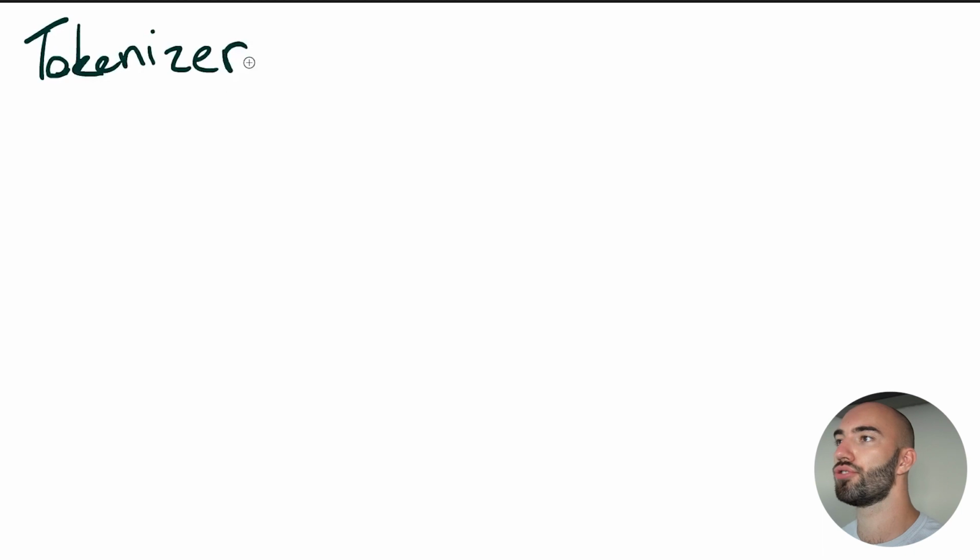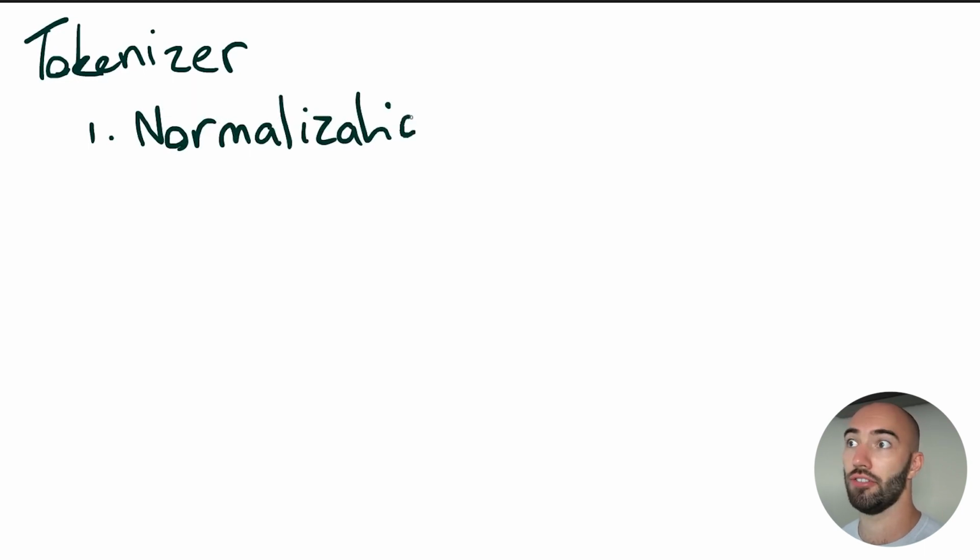Okay, so in our tokenizer, we have a few different steps. It's not just a tokenizer. There are different components or sub-processes. The very first is the normalization. Now, this is optional. You don't need to do this, but it's useful.